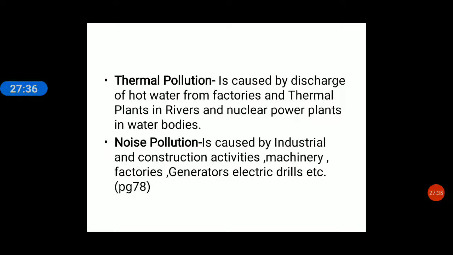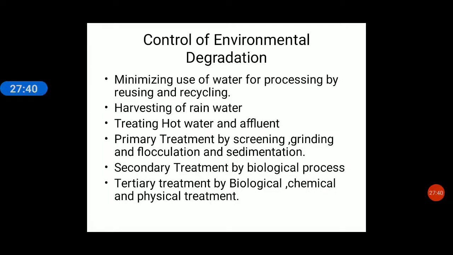So I hope you can refer to page 78. I hope you are clear. Okay, so how can we control environmental degradation? By minimizing the use of water for processing, by reusing and recycling. Everybody knows the importance of the R's, right? The 3 and the 4 R's. So by minimizing the use of water in processing, by reusing and recycling of water.